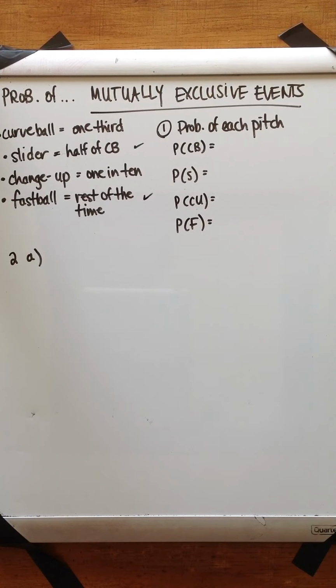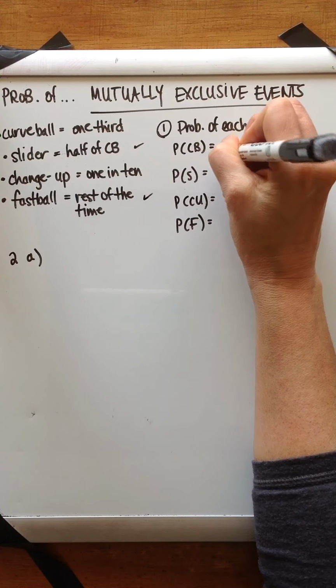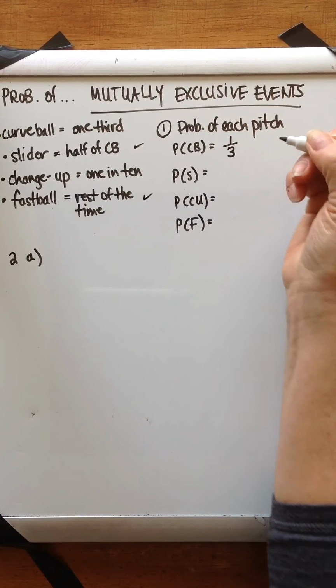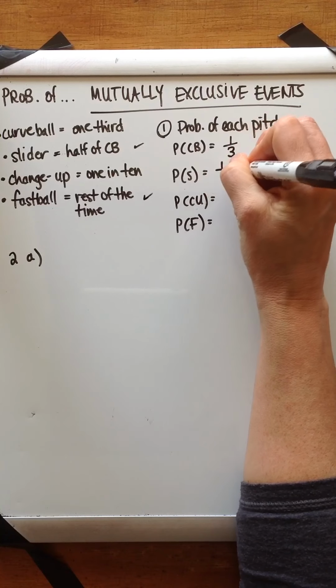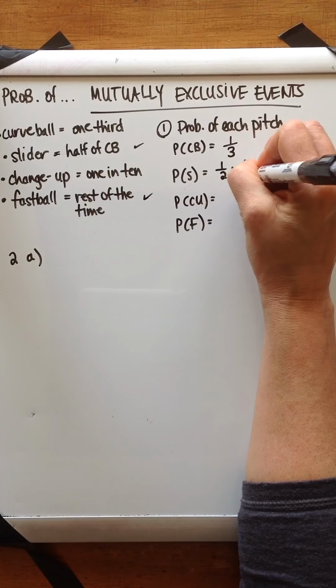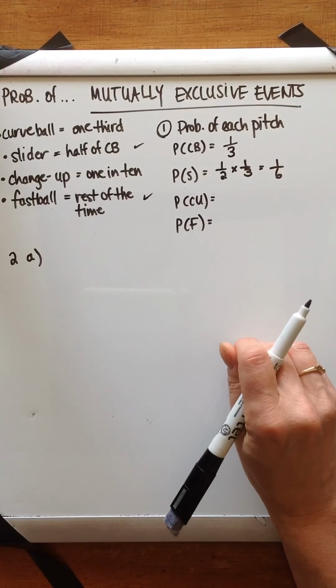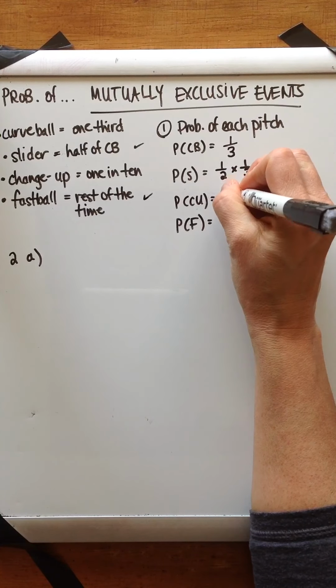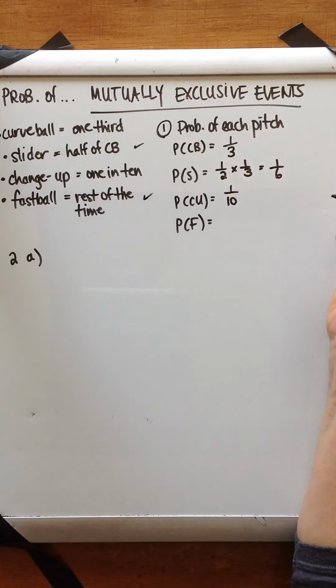So let's do some math, and first of all begin with what is the probability of her throwing any one of these 4 pitches over the plate. So the probability of the curveball is 1/3, which we can write as a fraction, and best to leave it that way so it's not a repeating decimal. The probability of the slider is half of the probability of the curveball, or a half times 1/3, which would be 1/6 of the time. The probability of the changeup is 1 in 10, and the probability of the fastball is what's left over.